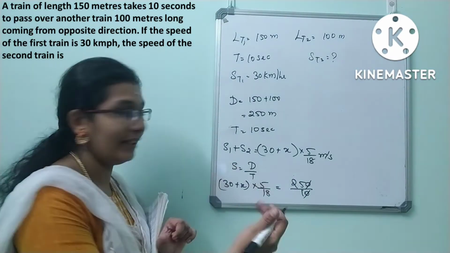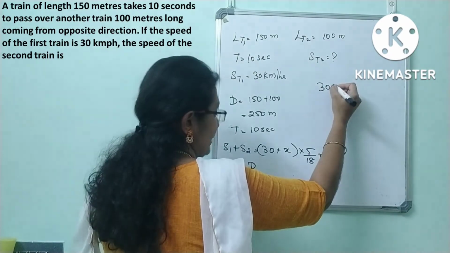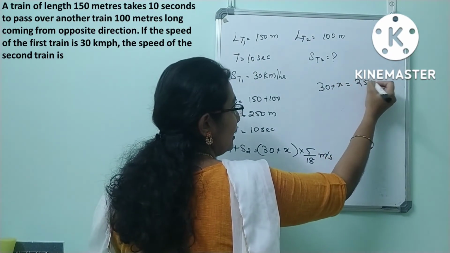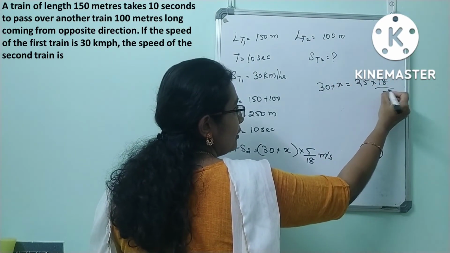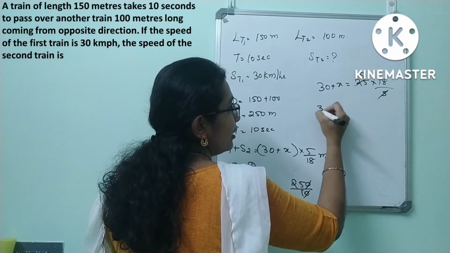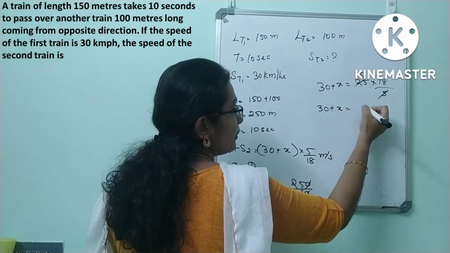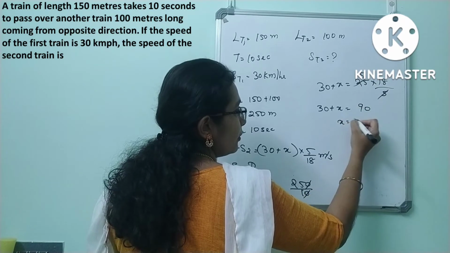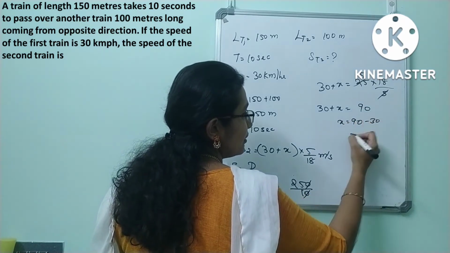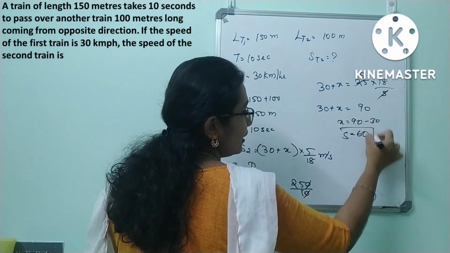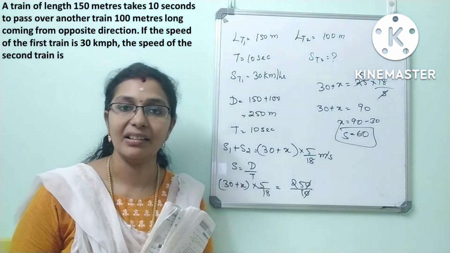Take this 5 by 18 to the right-hand side. So 30 plus x is equal to 25 into 18 by 5. So simplify: 30 plus x is equal to 18 fives are 90. So x is equal to 90 minus 30, which is equal to 60. So the speed is equal to 60 km per hour. Clear? Yes. See the next question.